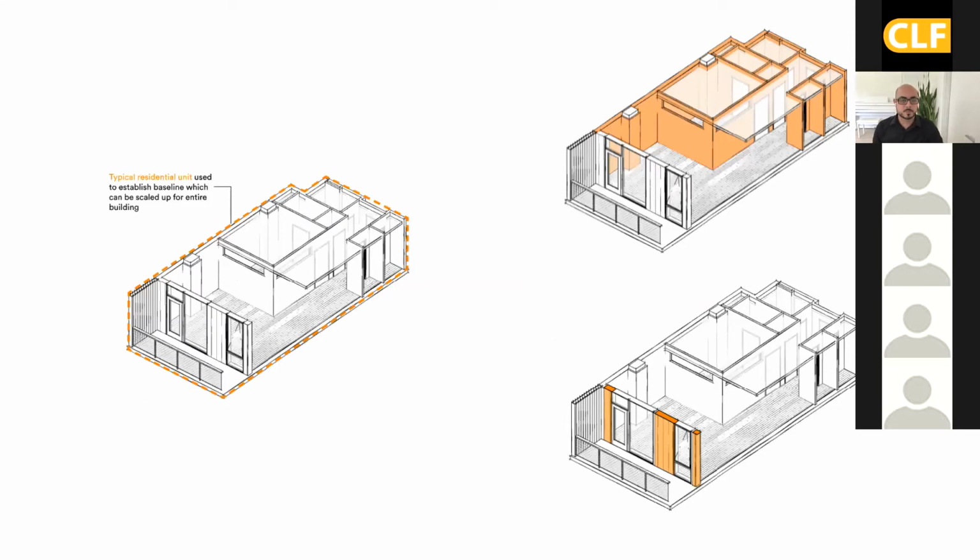It is actually from the example that Chris showed. For instance, in a multifamily residential building, you could start with a unit and multiply it by the number of units that you have. But even within that unit, you could divide it into interiors, the envelope, or the structure, and really understand the impact of these different assemblies.